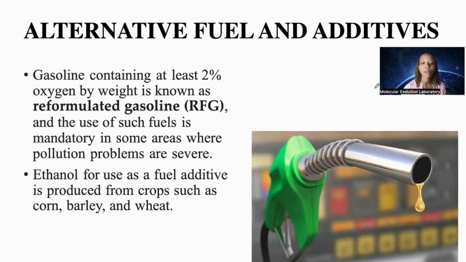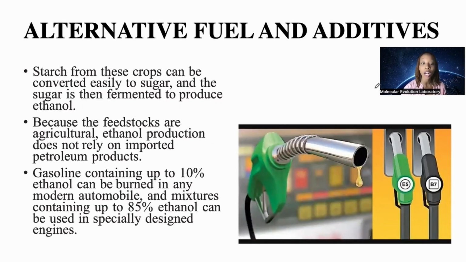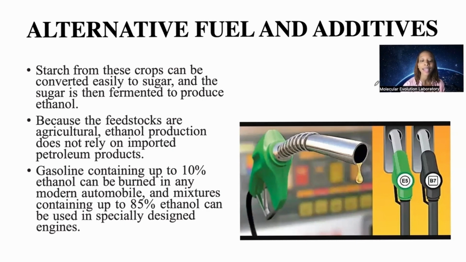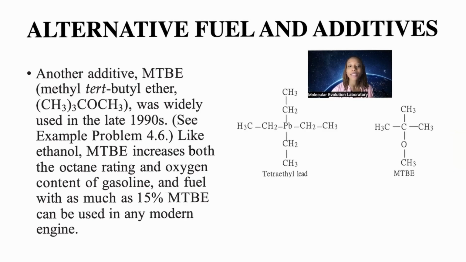Ethanol for use as a fuel additive is produced from crops such as corn, barley, and wheat. Starch from these crops can be converted easily to sugar. The sugar is then fermented to produce ethanol. Because the feedstock for agricultural ethanol production does not rely on imported petroleum products, gasoline containing up to 10% ethanol can be burned in any modern automobile, and mixtures containing up to 85% ethanol can be used in specially designed engines. So another additive is MTBE, or methyl tert-butyl ether.